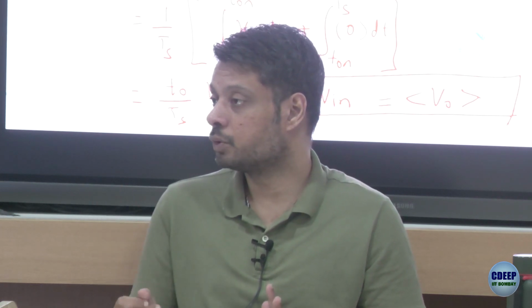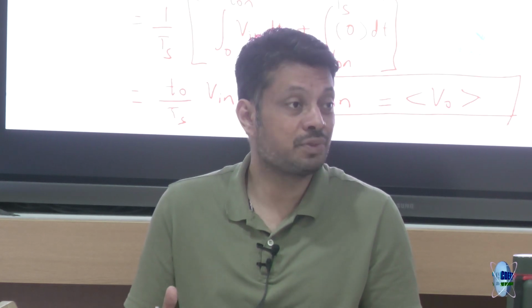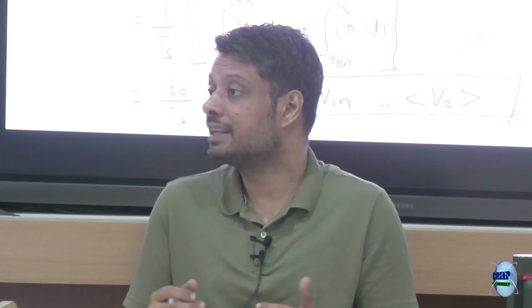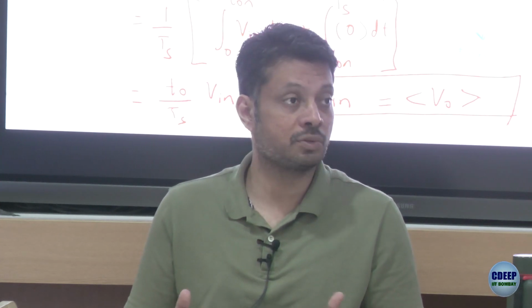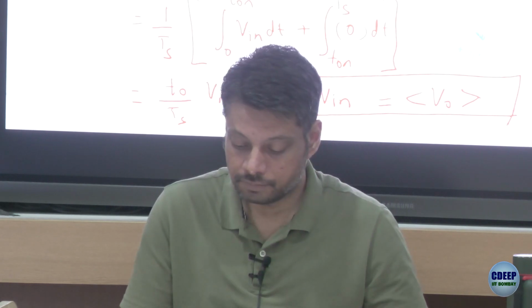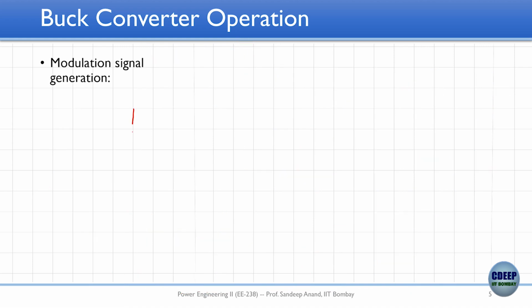You can measure the output voltage, you can compare it with the value you want. If you think the value is less, you can increase the duty cycle. If you think the value is more, you can reduce the duty cycle. You can do all of those things, right? Okay. Any doubt in this slide? How do you generate this signal which goes to S1 and S2, right? In reality, how do you generate the signal which goes to S1 and S2? You typically do it using a comparator.